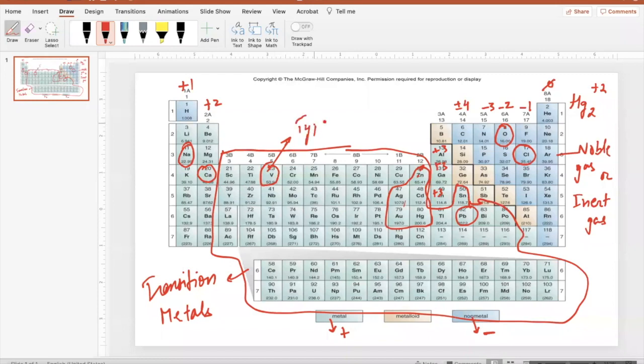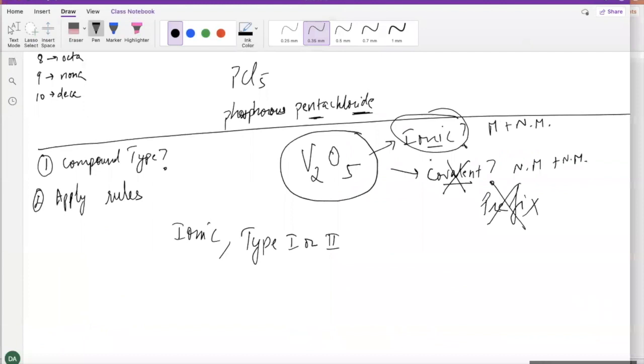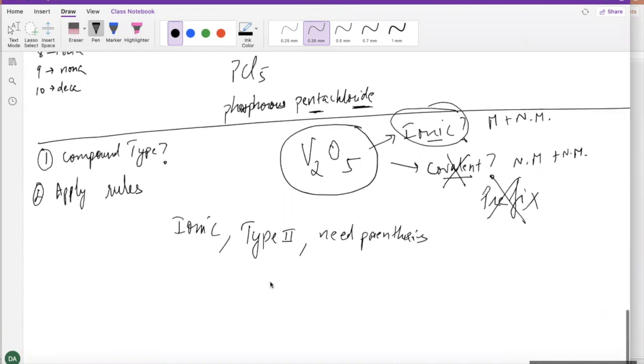And this is type 2. Why type 2? Because we don't know the charge from the periodic table. So this guy is type 2. That's what we concluded. If it's type 2, guys, what was special for type 2 that we always need? Parentheses. And if we need parentheses, guys, what does that mean? That we're going to need the charge of the vanadium.